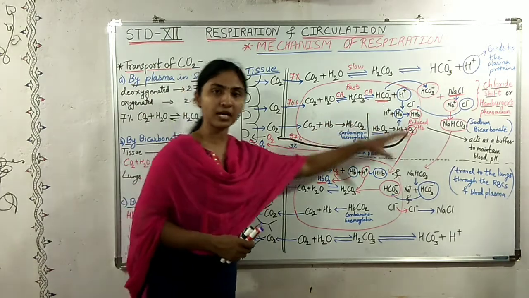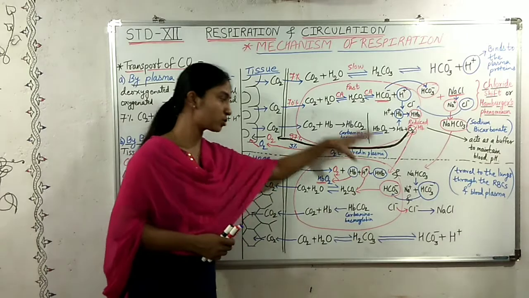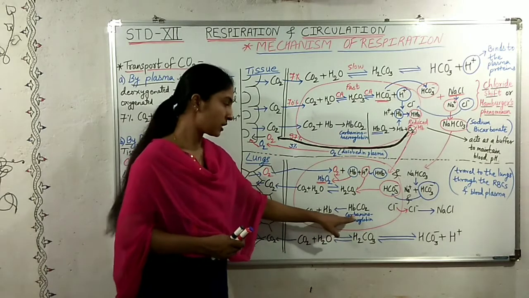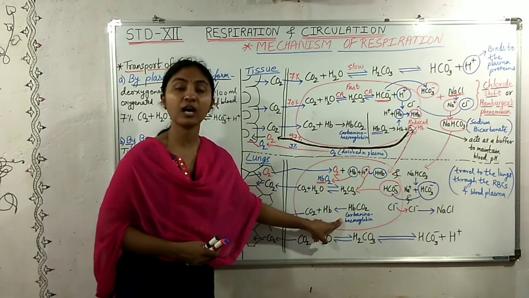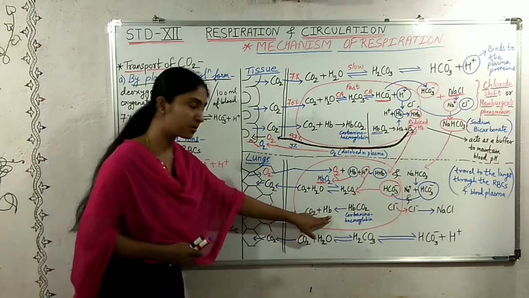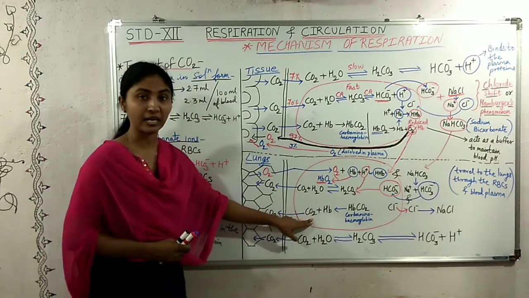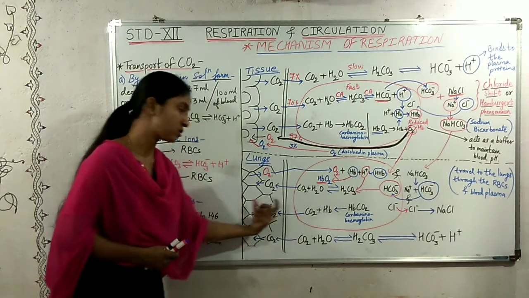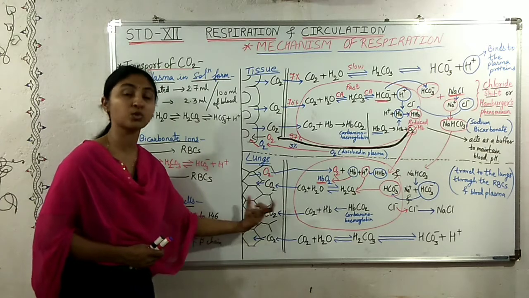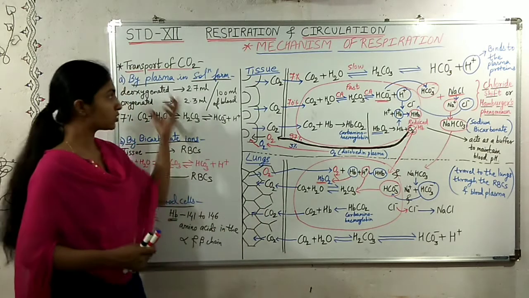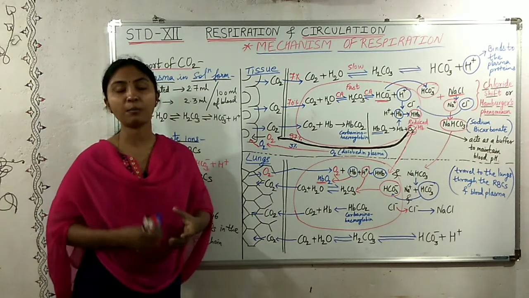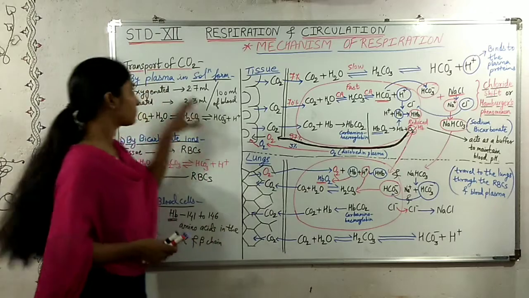And when this blood is transported from the tissues to the lungs, what happens? This carbaminohemoglobin again splits up into hemoglobin and carbon dioxide, and then this carbon dioxide is released out of the RBCs to the lungs. So this is how the transport of carbon dioxide takes place.